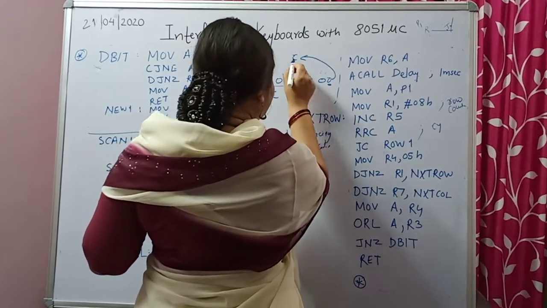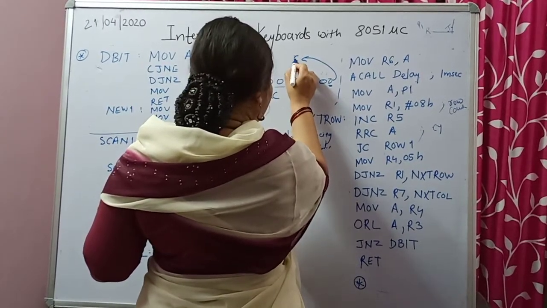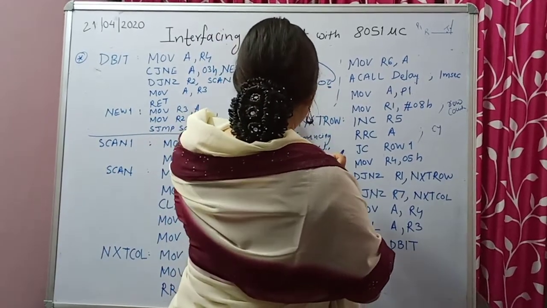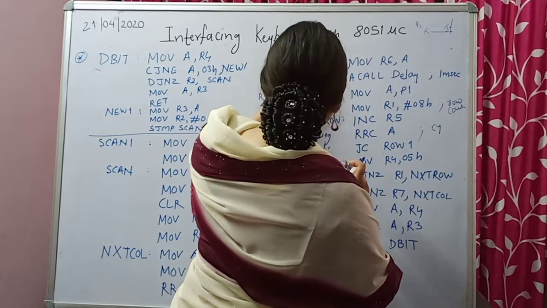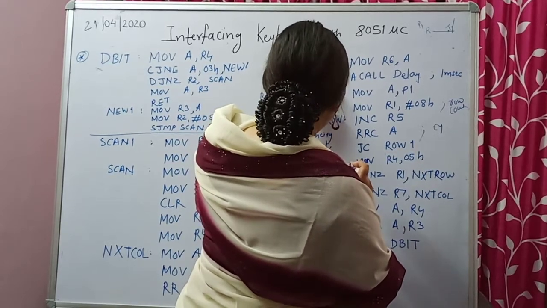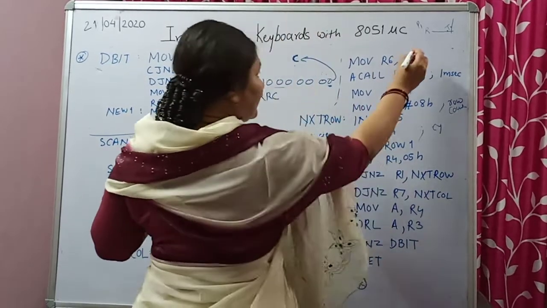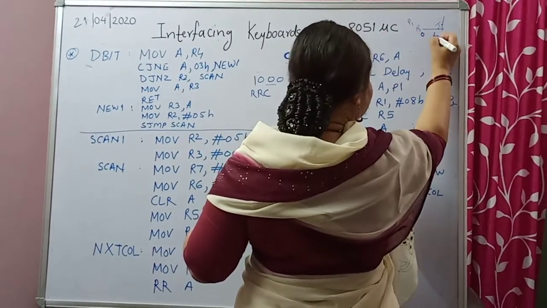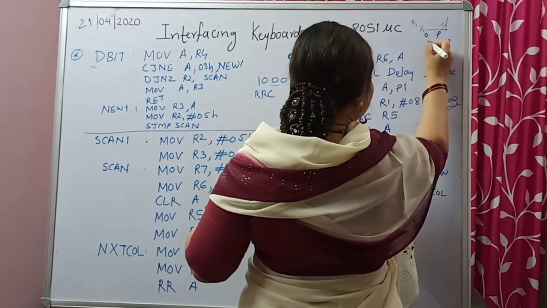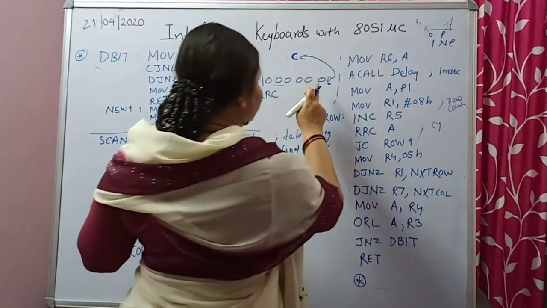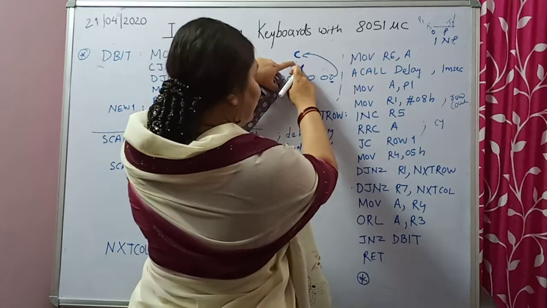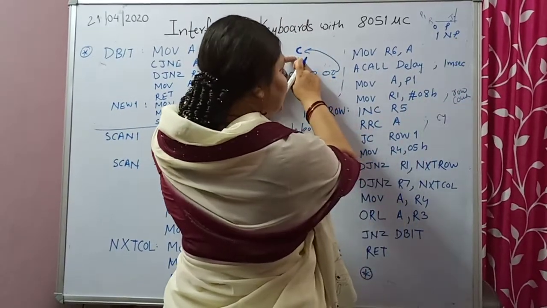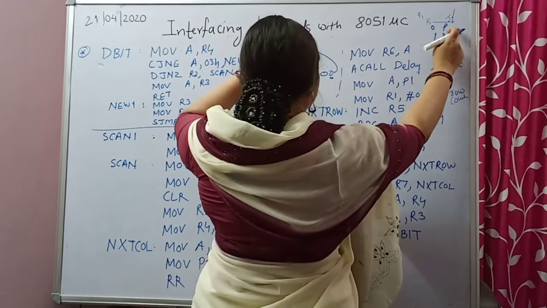And why have we taken this particular carry as a status for checking? Because we will check row by row. We will move it to the carry bit and find out. We have arranged that when the key is pressed, we should get 0, and when the key is not pressed, we should get 1. So if carry is 1, then the key is not pressed. If carry is 0, then the key is pressed.